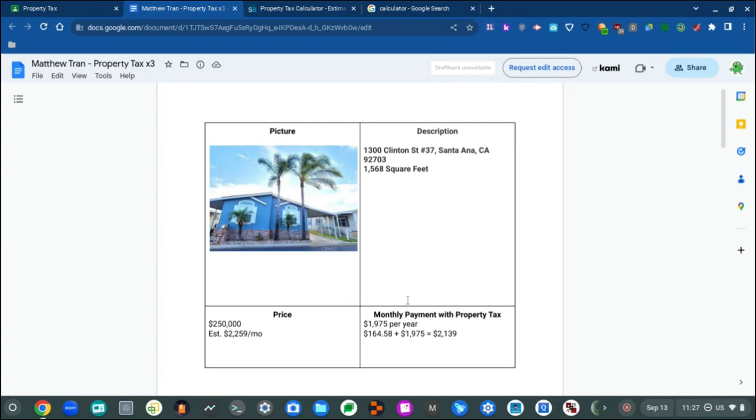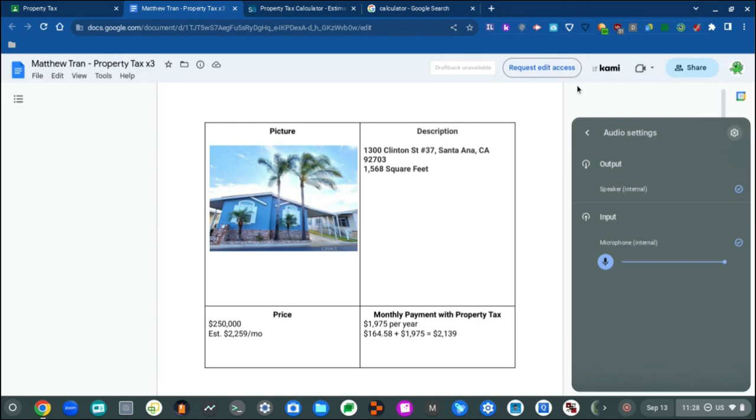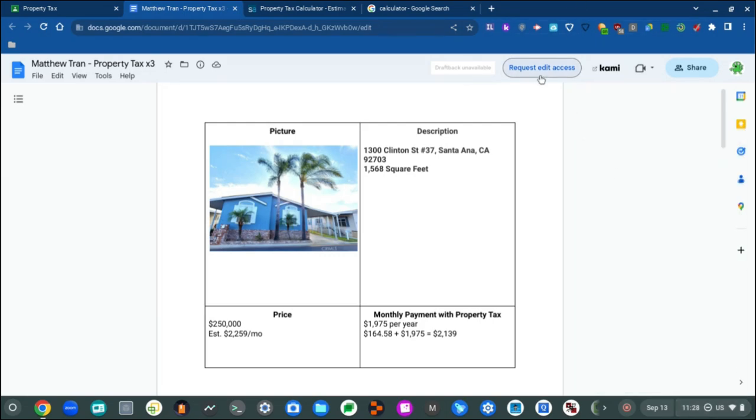So where are your properties? The first one is in Santa Ana. How much is it? Oh, what's the price? $630,000. So you're going to put it right here in Santa Ana. Okay, so here's the types.